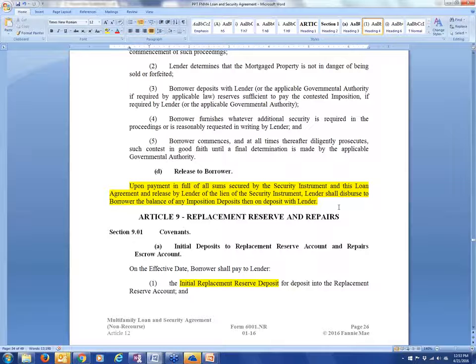Well, wait a minute. I never agreed to that. If I had got a new deal, I wouldn't have to put up that money. Well, that's why we write it into the purchase and sale agreement so that this doesn't happen.